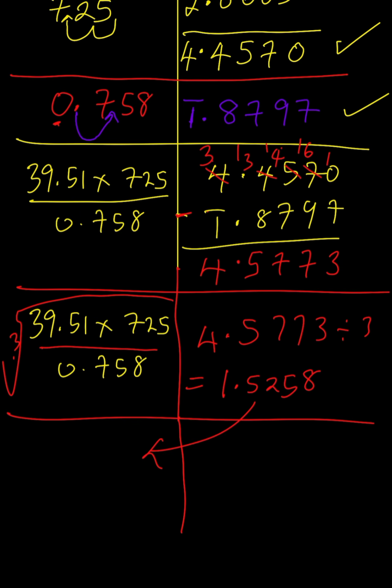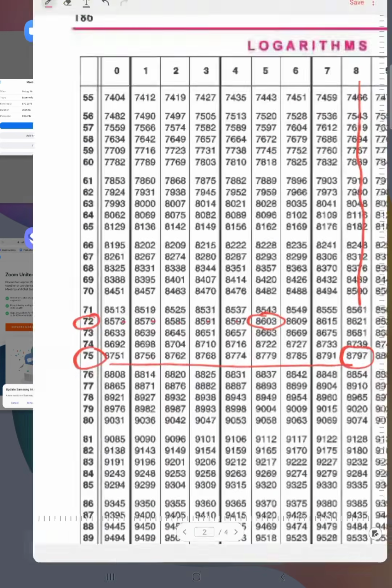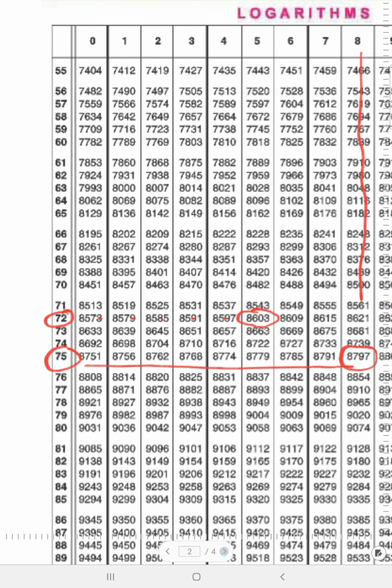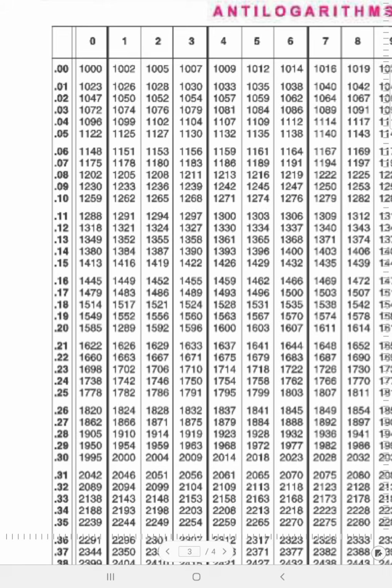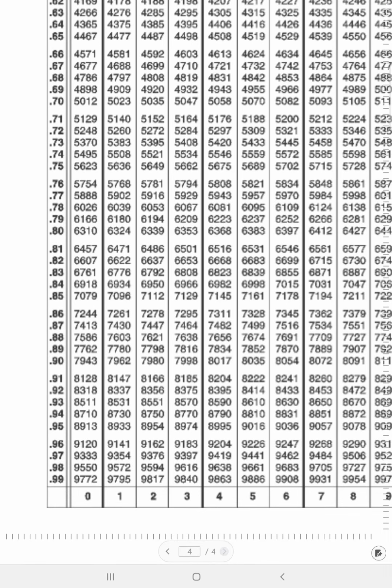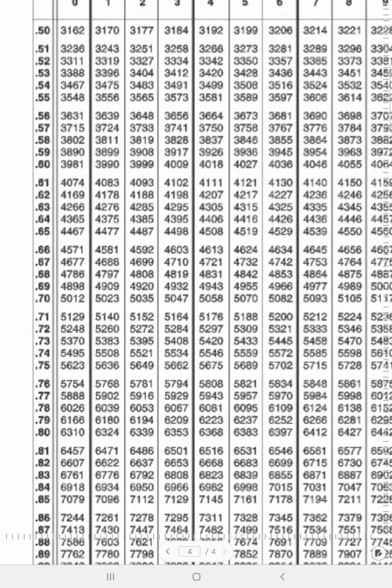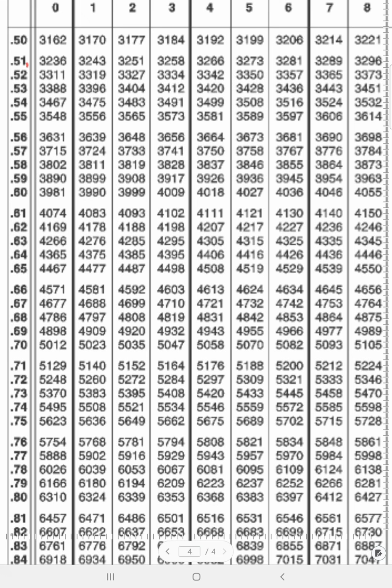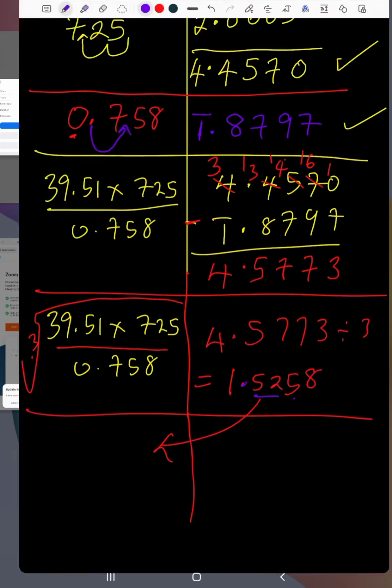So you check the anti-logarithm of 0.52 under 5. Neglect the whole number. 0.52 under 5. So let's go to the anti-logarithm table. 0.52 under 5. So this is 0.52 here. Under 5, this is 5. So under 5 we have 3350.